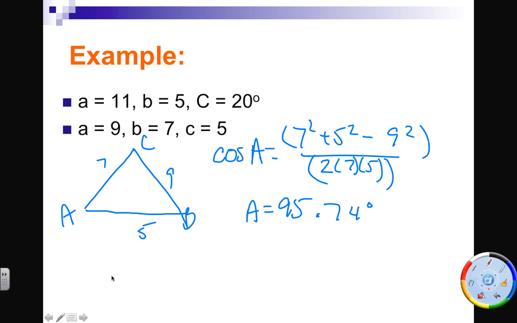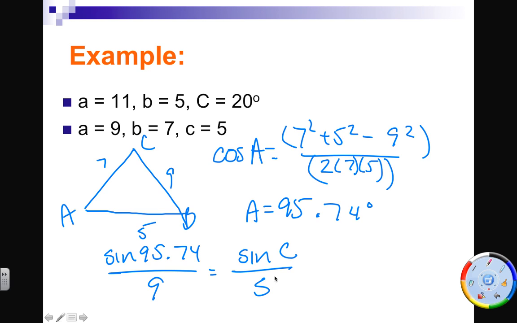Now that I know an angle, look at this. I can go straight to law of sines, because now I'm given angle side side. It's only one triangle here. I can't create two triangles from this, by the way. So you guys will enjoy law of cosines. All right, so let's see. Sine of 95.74 over 9 is equal to sine of C over 5.